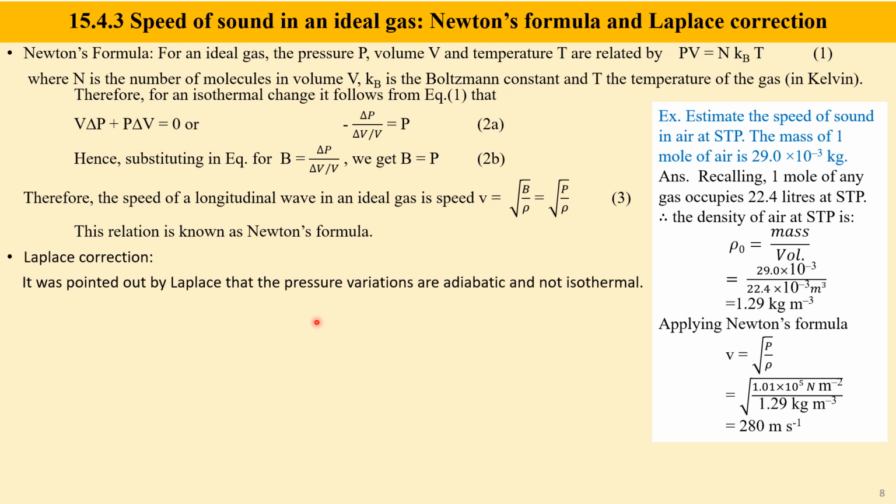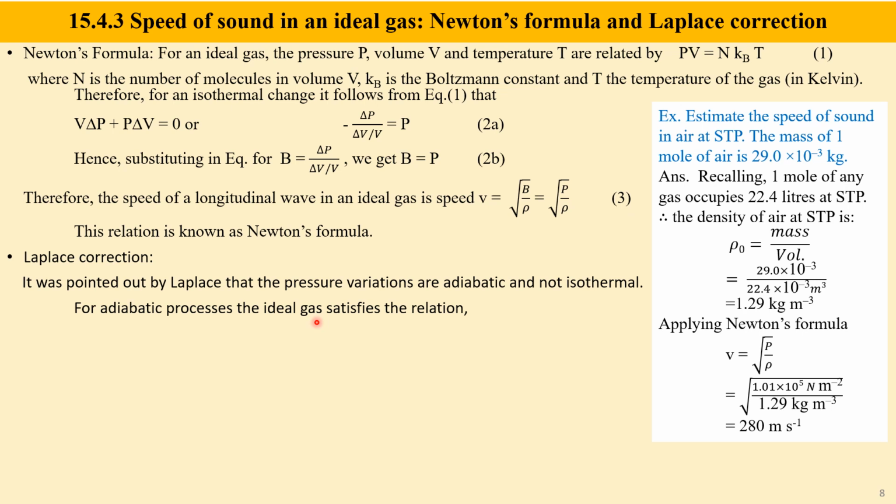isothermal. And why did Laplace say so? Laplace said that the pressure variations in the propagation of sound are so fast that there is very little time for the heat to flow to maintain constant temperature. Hence, the variations are adiabatic and not isothermal. So, he applied the correction.